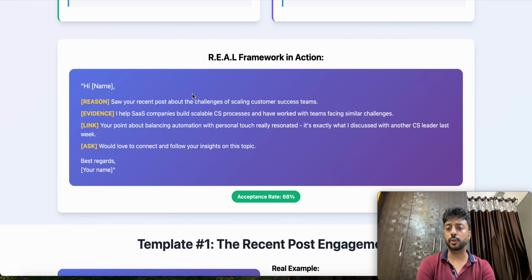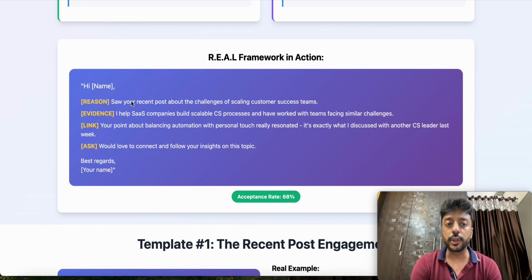And now coming back to your first message. By using the real framework, you can craft your message in such a way: "Hi Rohan, your recent post about the challenges of scaling customer success teams. I help SaaS companies build scalable CS processes and have worked with teams facing similar challenges. Your point about balancing automation with personal touch really resonated. It's exactly what I discussed with another CS leader last week. Would love to connect and follow your insights on this topic."